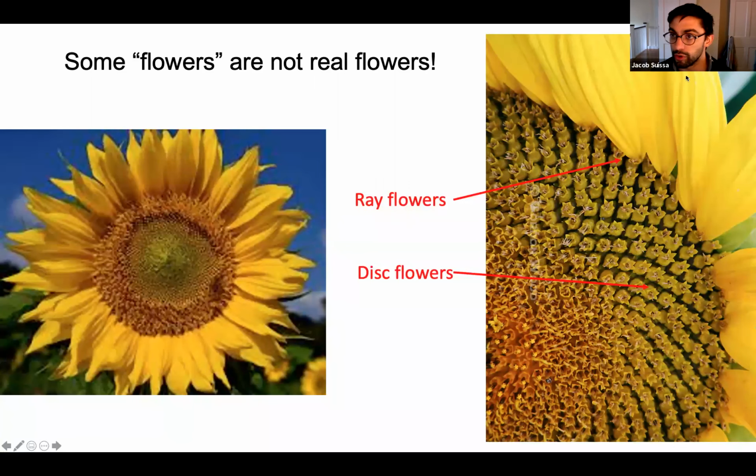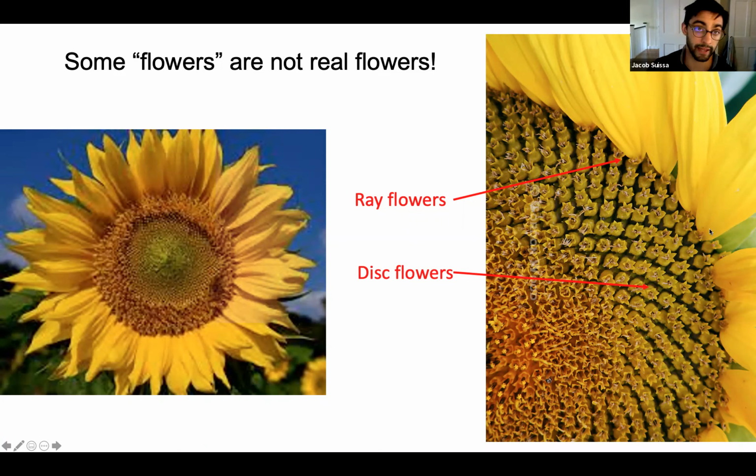The same is true with sunflowers, right? So you might look at a sunflower, and even in the name, right? It actually should be called a sun inflorescence, because each of these individual structures is a flower, and even these, what we call ray flowers, on the outside, are flowers.